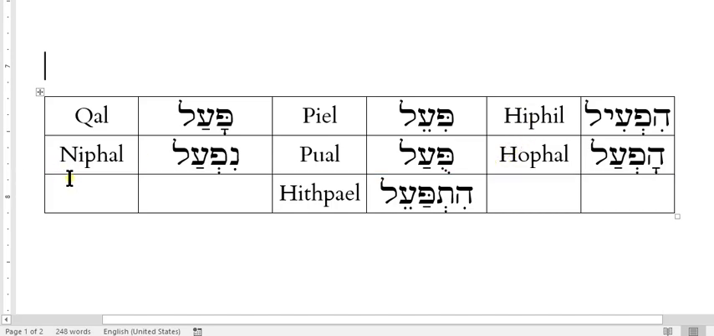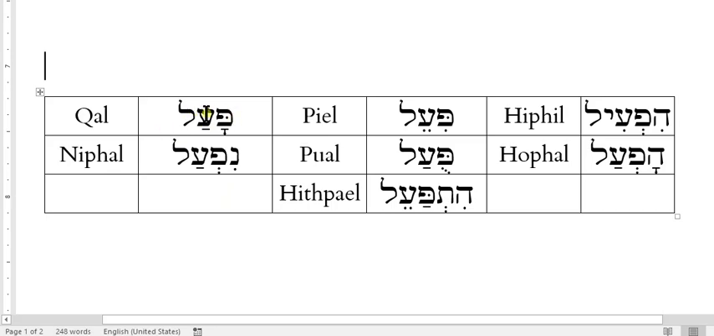Now, the names of the stems are basically a result of using a particular verb as the paradigm verb in older Hebrew grammars. And that verb was the verb pa'al, spelled pe, ayin, lamed. And the vowel patterns for the stems applied to the verb pa'al, which means to do or to make, is what came to then be used the way they sounded for the names of the stems in general.